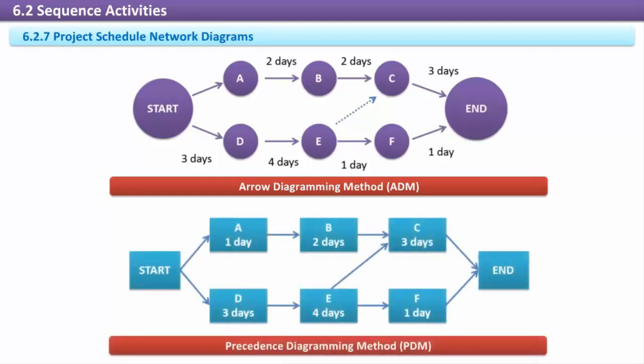The precedence diagramming method, PDM, creates diagrams known as activity on node, AON. It uses nodes, usually shown as squares, to hold the activities, which are connected by arrows to show the relationships. The PDM diagram is the one most commonly used because it's more flexible and can show any activity relationship.